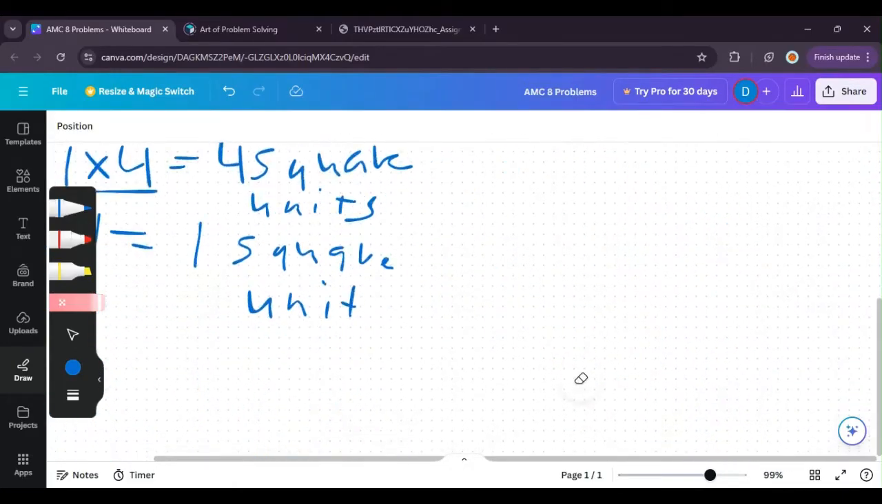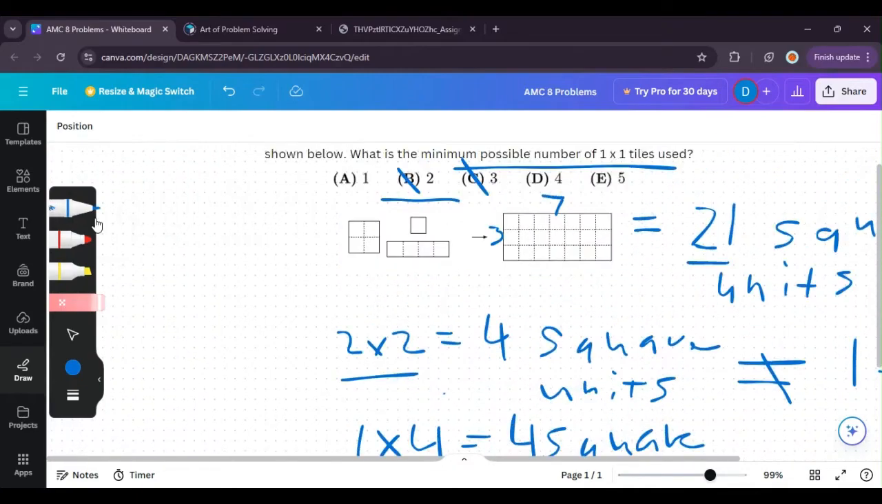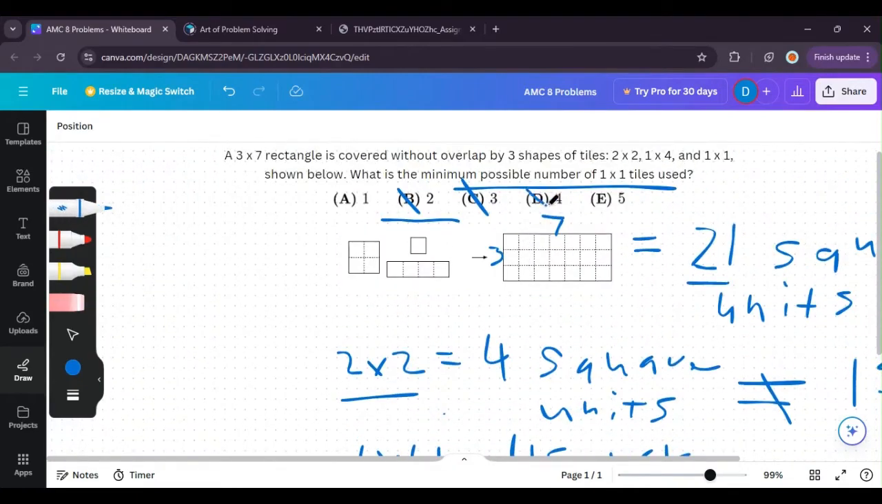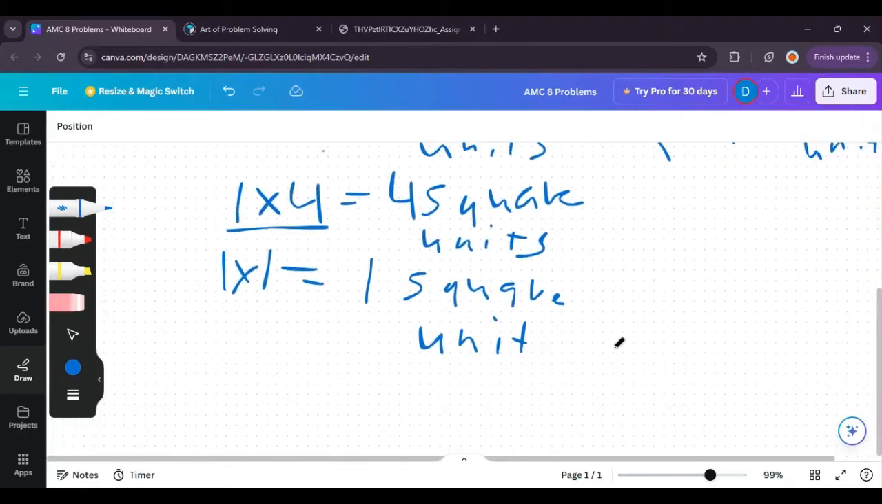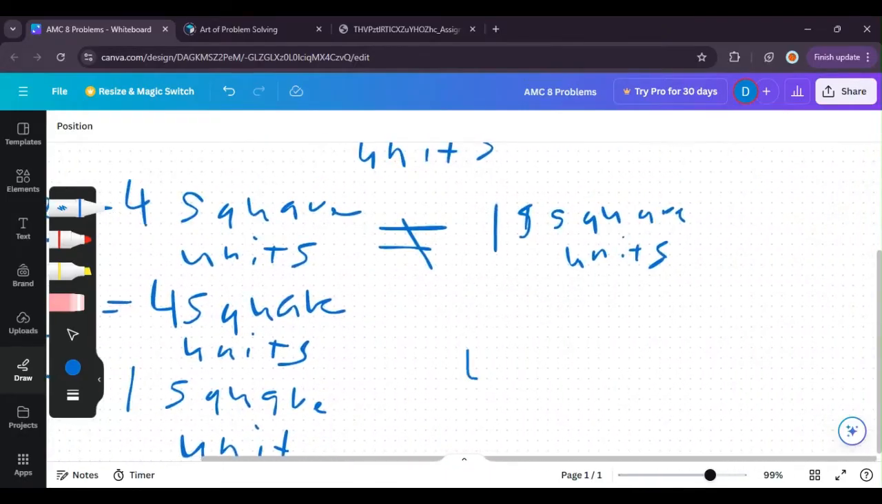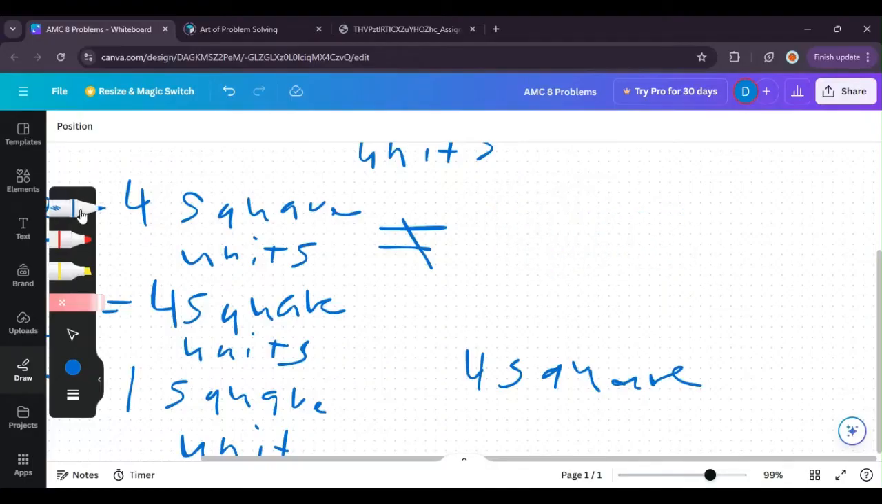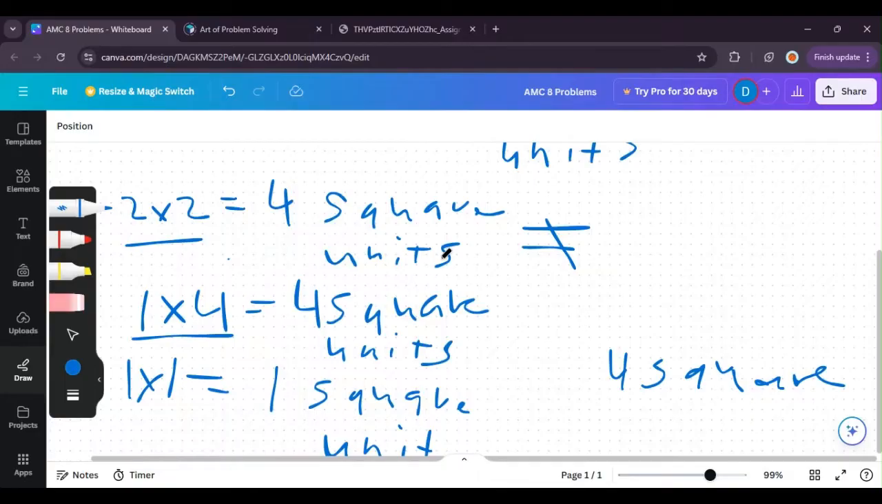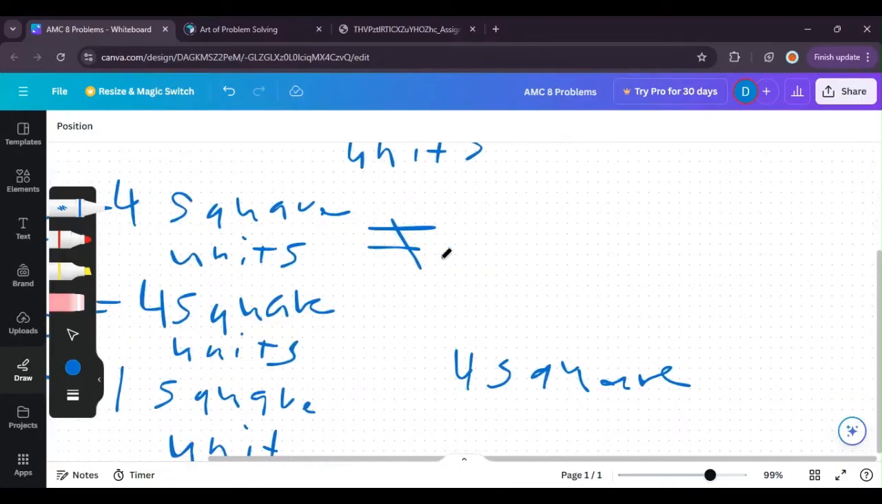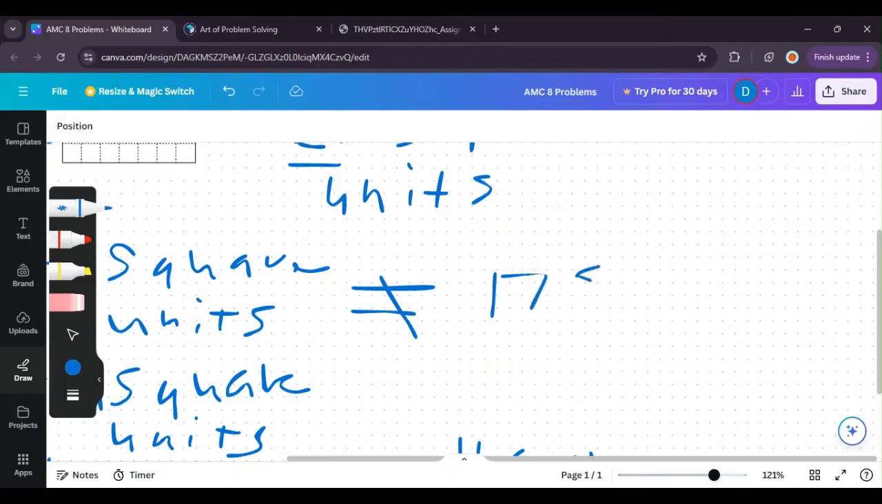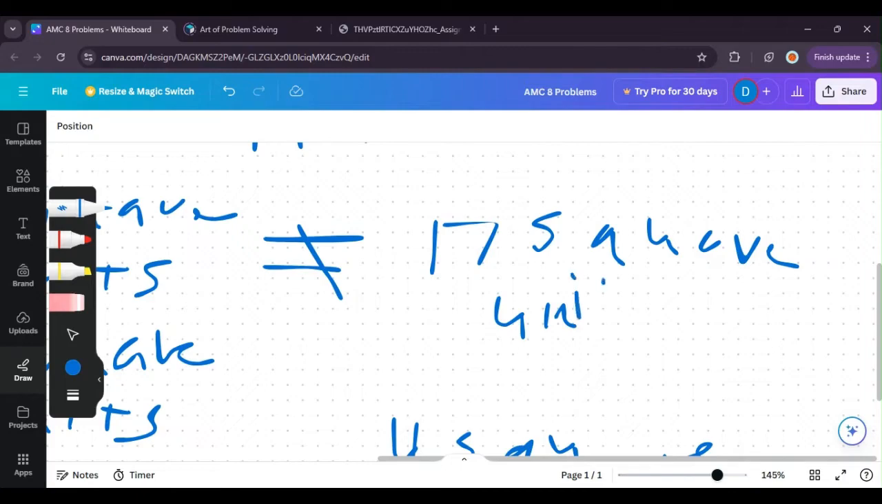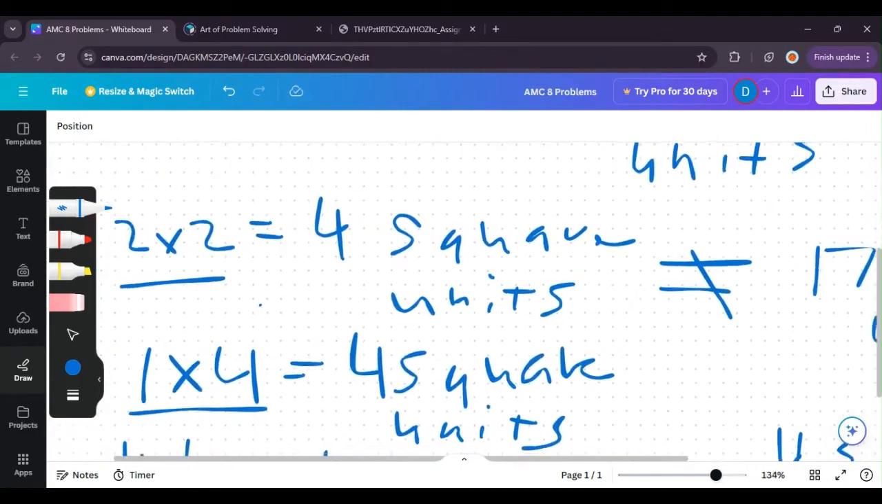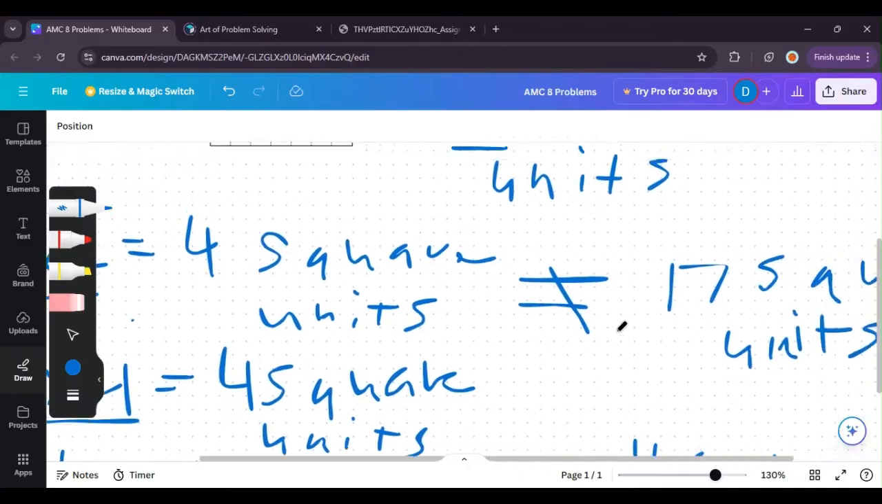Okay, we can continue. We know that 3 doesn't work. 4 also doesn't work because, as we see here, if we have 4 1 by 1 tiles, it covers a total of 4 square units, and that means there are 17 square units remaining. That is not possible if each tile can only cover 4 square units. It's 21 minus 4, and it is not possible to cover using only 4 square unit tiles.